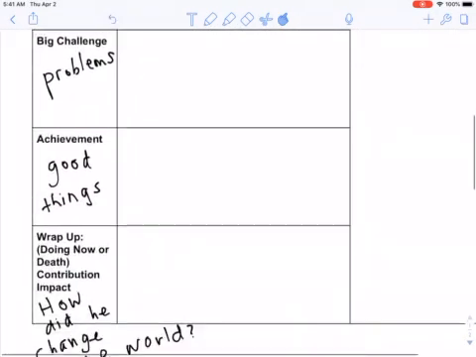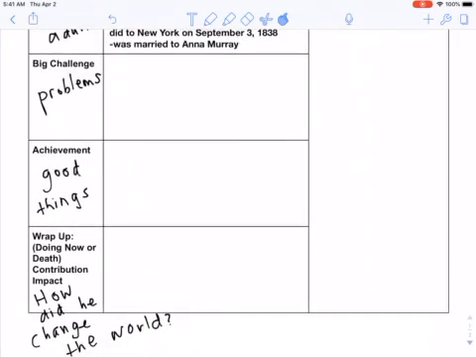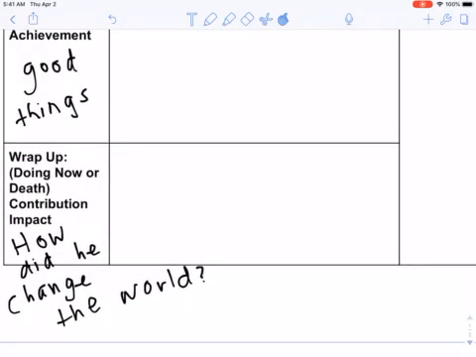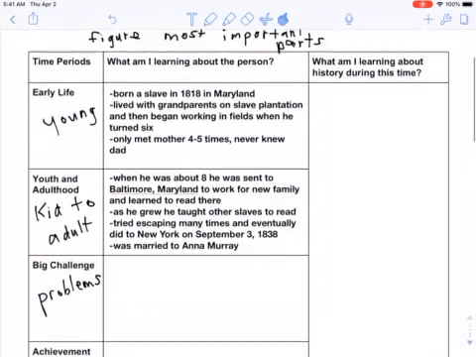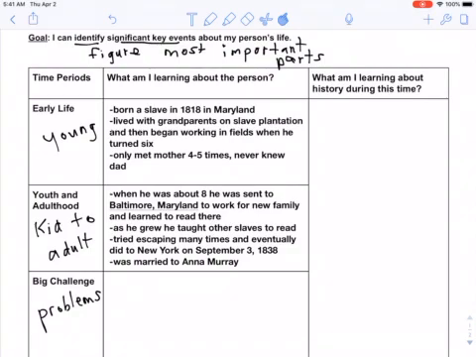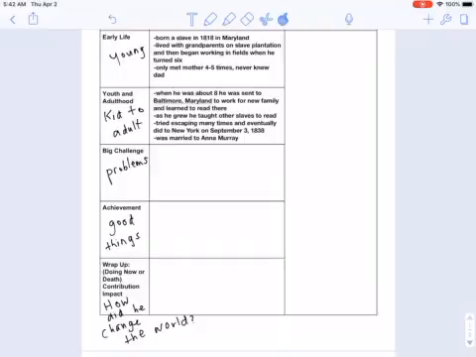The next section we're going to be thinking about is what are his big challenges, good things, and really that last section, how did he change the world? And also just really thinking about what am I learning about history during this time? So just thinking about those things now.